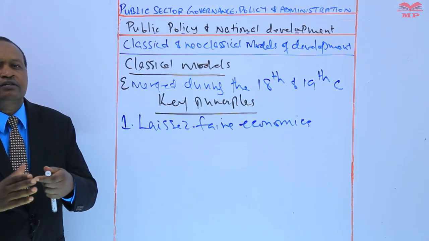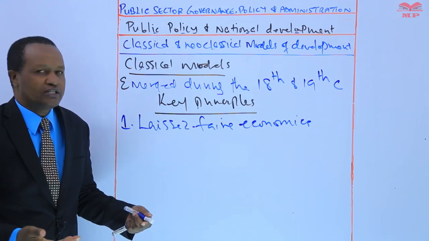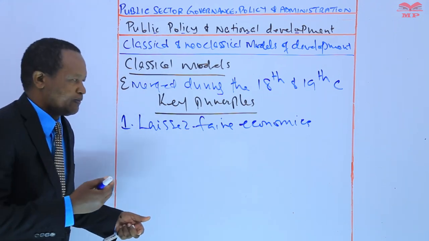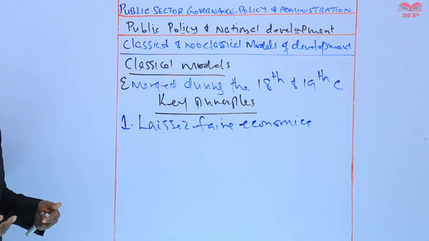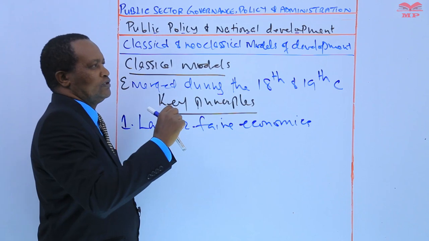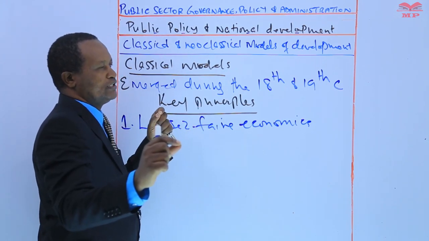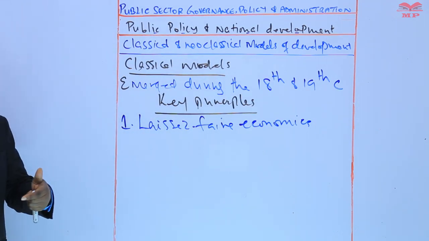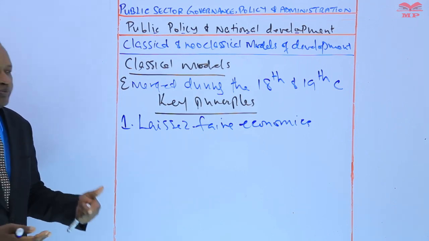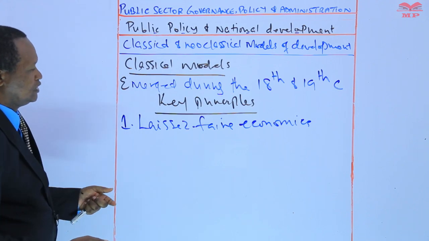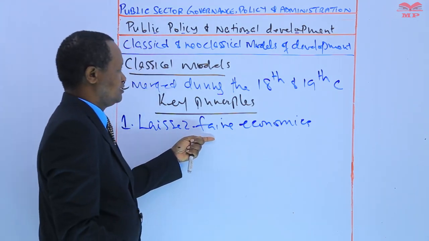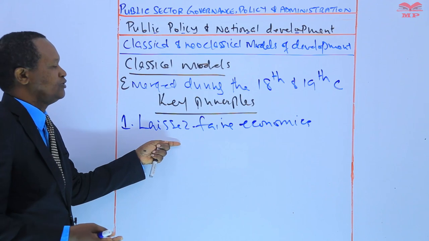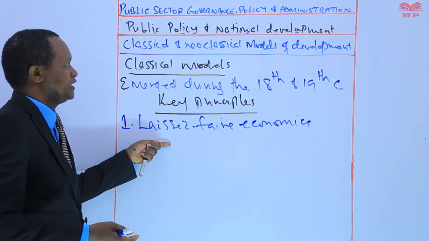They believed that markets, left to their own devices, would naturally reach equilibrium through the forces of demand and supply. The forces of demand on one hand and the forces of supply, which is viewed as the invisible hand, would guide resources to their most efficient use, leading to economic growth. Laissez-faire means free rein, little or no government intervention in the economy. That's the first principle of the classical models.